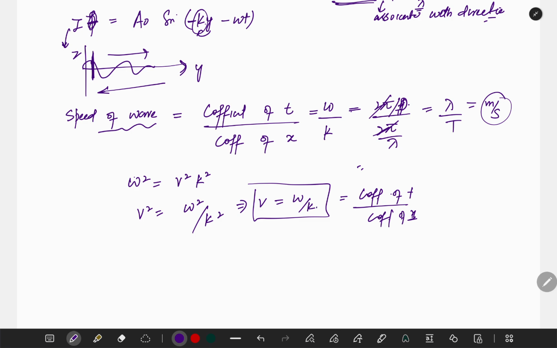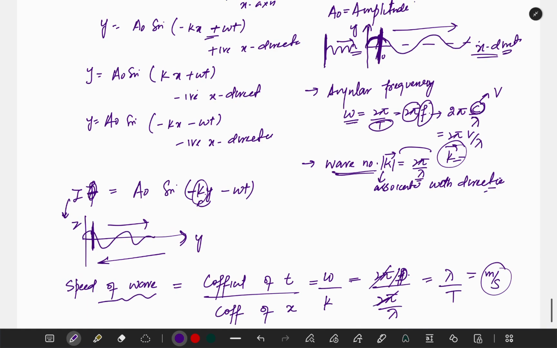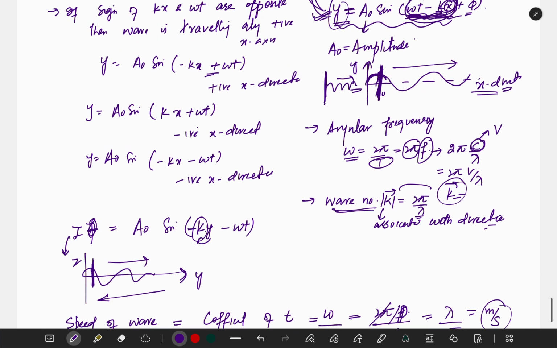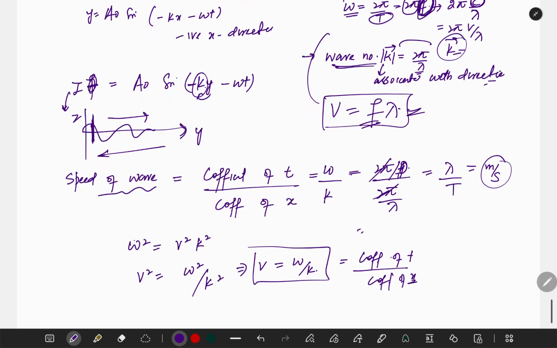In general, we write it as the coefficient of t divided by the coefficient of x. These are very important pointers that you need to remember for the string. One more thing to remember is that speed v is given by frequency into wavelength. This is also very important because we'll use it. Here we can write c by lambda or v by lambda. I hope you understand all these things.